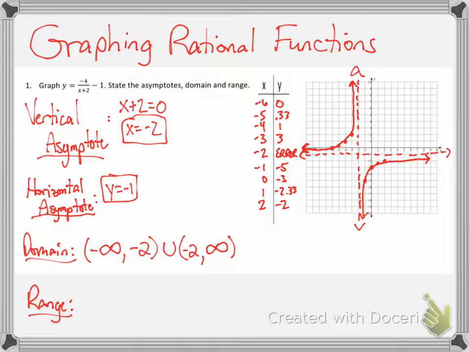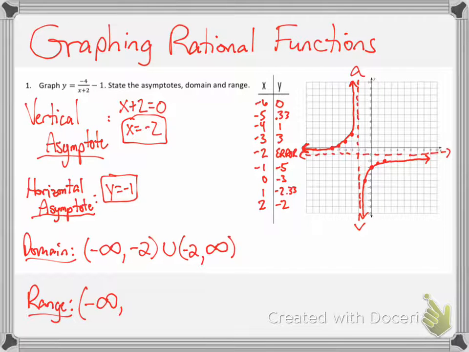Range is the same idea, except range involves your y values. That means we're going from down to up. So if I go from down to up, I want to look at how low this graph goes. So again, I look at the graph in totality here. I see an arrow pointing downward. The fact that one of my branches has an arrow pointing downward means it's going to go all the way to negative infinity. So that's where it's going to start from.